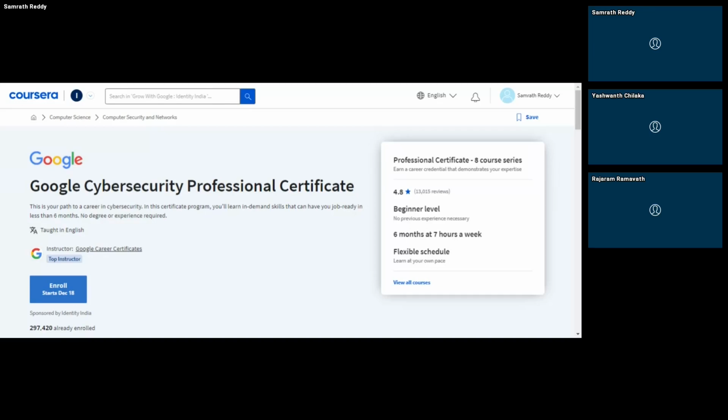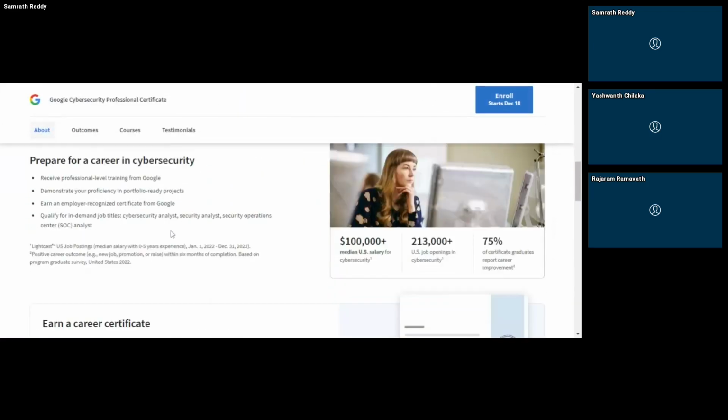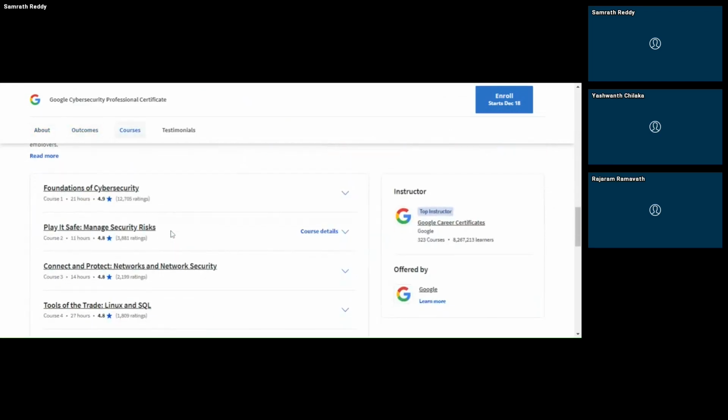But trust me, if you sit daily, you can complete it in around 3 to 4 months. It's not that tough, and it's helpful for every student, every CSE student. It's not only for cybersecurity enthusiasts or cybersecurity branch students, because it is part of 8 courses, like Foundations of Cybersecurity, Play It Safe, and Manage Security. Both deal with similar things, where you will get an idea.